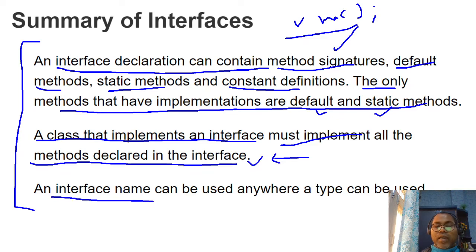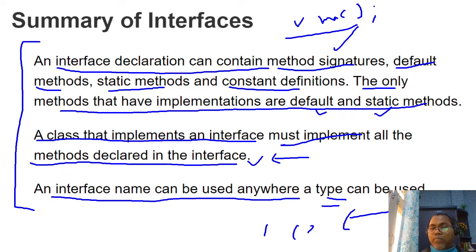An interface can be used as any variable type. Similar to a primitive data type like integer, or a class data type, you can use interfaces as reference data types. If you are using the reference data type, you have to assign the object, the implementation of this class, to the interface.